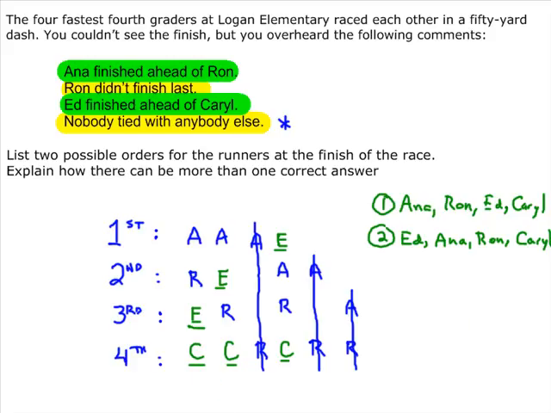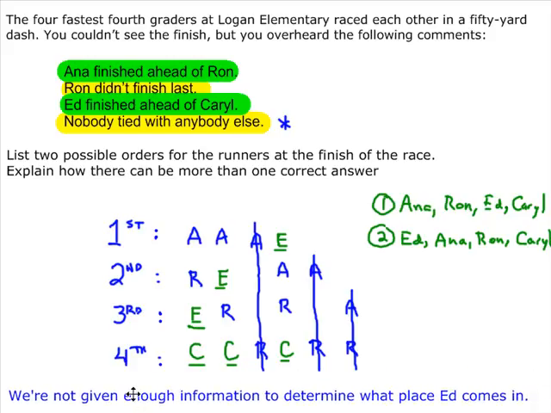So the explanation for how there can be more than one correct answer basically boils down to this. Notice how it's the position that Ed can be in, and we don't know whether he comes in first, second, or third place. So we're not given enough information to determine what place Ed comes in, and that makes it so that there can be more than one correct answer.